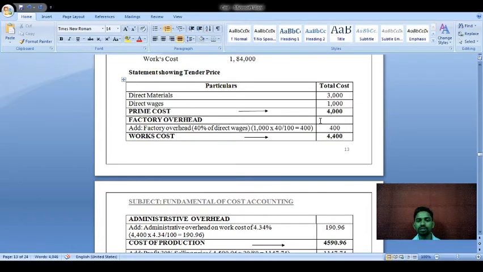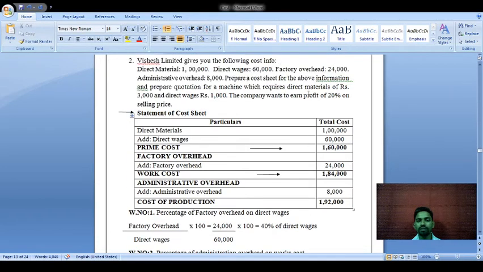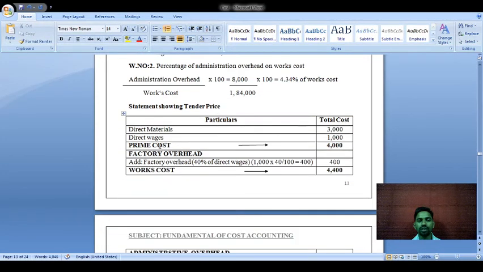Direct material, rupees 3,000. In the problem, direct materials are given as rupees 3,000, and direct wages rupees 1,000. The total is what? 4,000. So this 4,000 is the prime cost. Okay, so now the factory overheads.